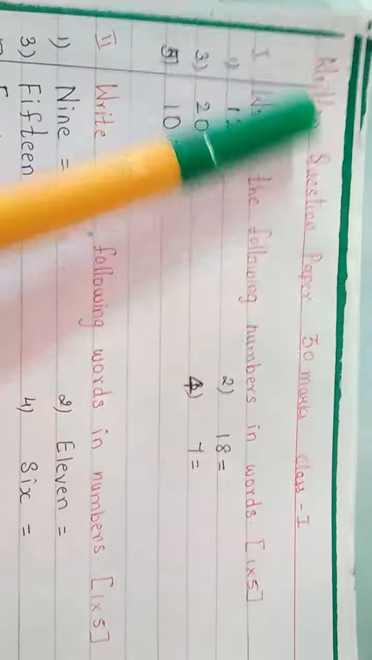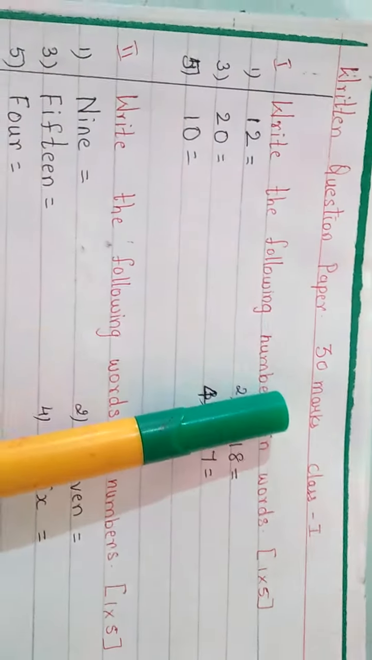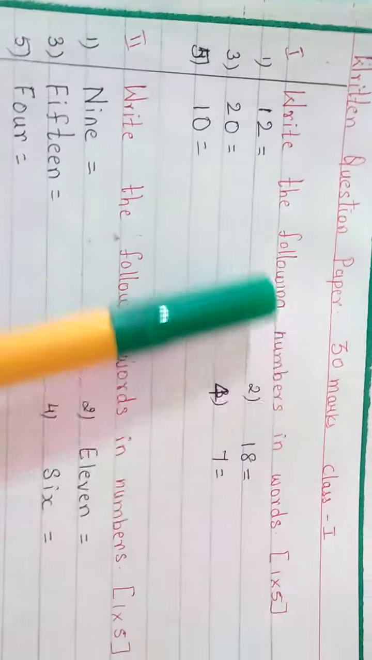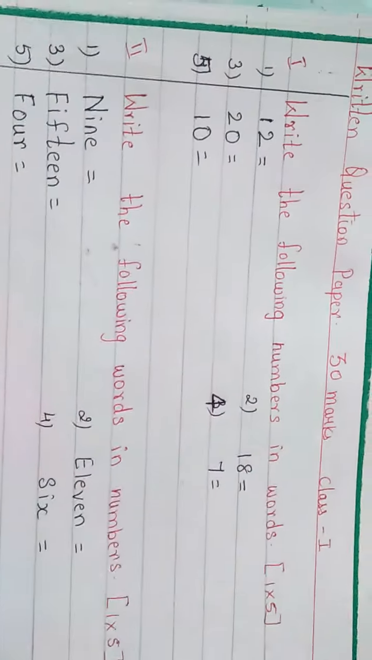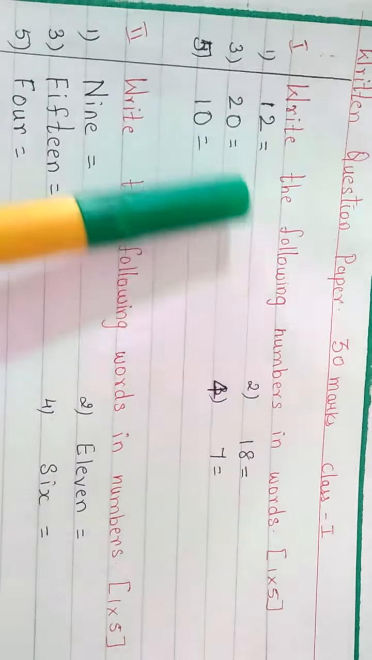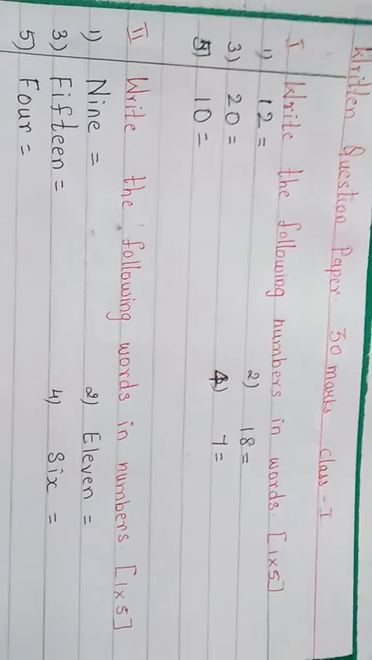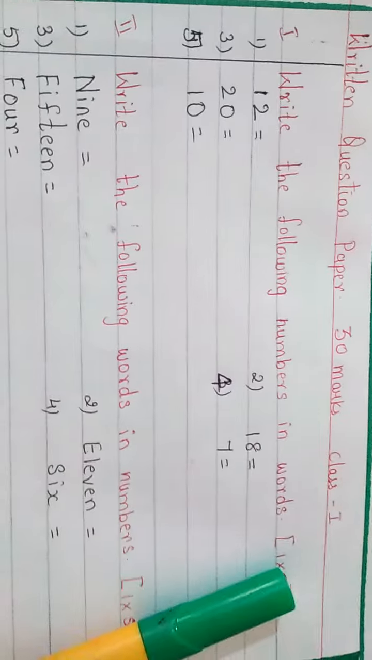Now moving to the written question paper for 30 marks. Let's see. Write the following numbers in words. So the numbers are given here. The child is supposed to write the numbers in words. So this carries 5 marks.